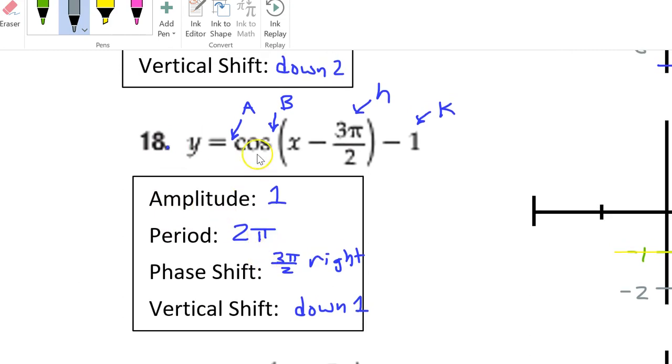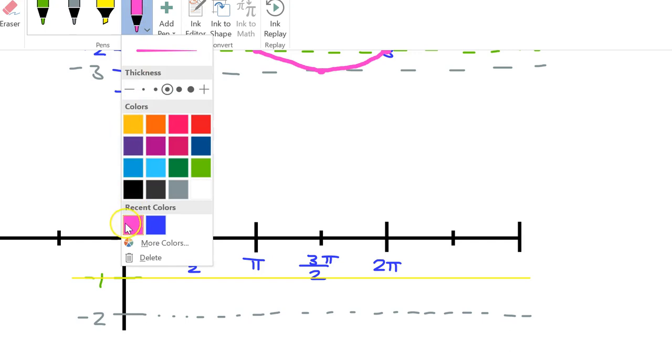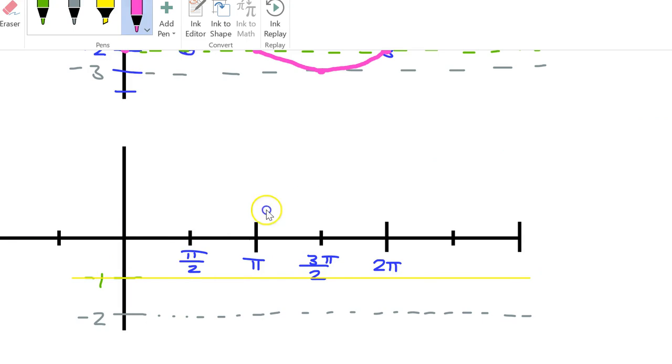Now, if there were no phase shift, I would just draw my cosine function. So for a moment, let us ignore the phase shift. Okay, so this is a cosine function. So we know that the cosine function starts off high, and then it goes to the midline, and then it goes to its lowest point, and then back to the midline, and then it goes to its highest point. So this would be the answer if there was no phase shift.